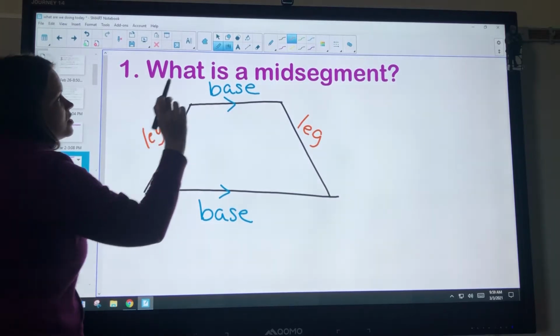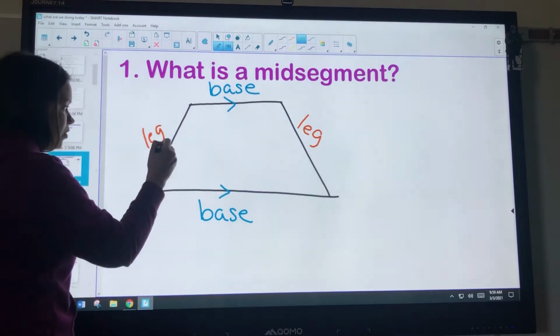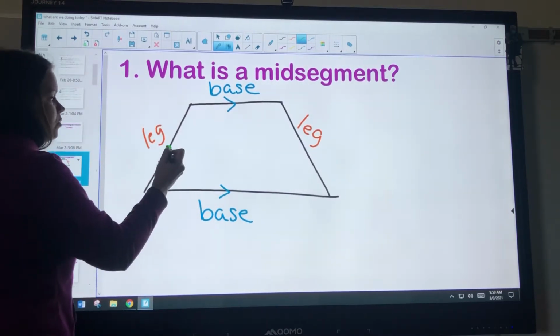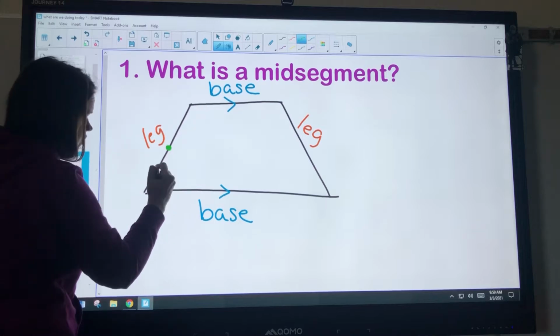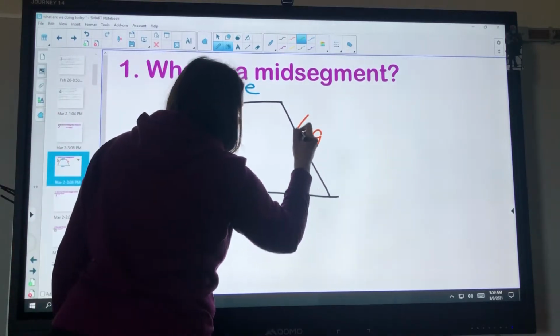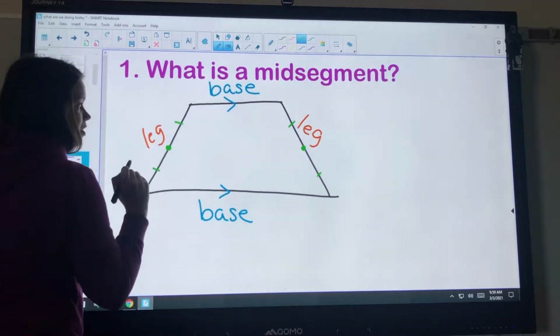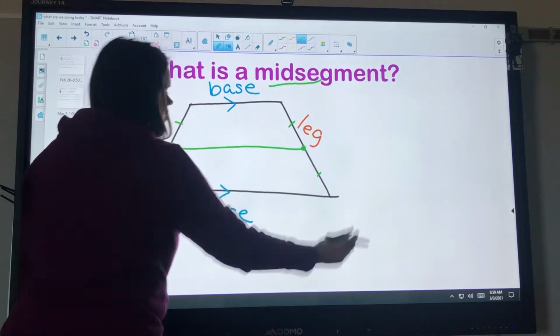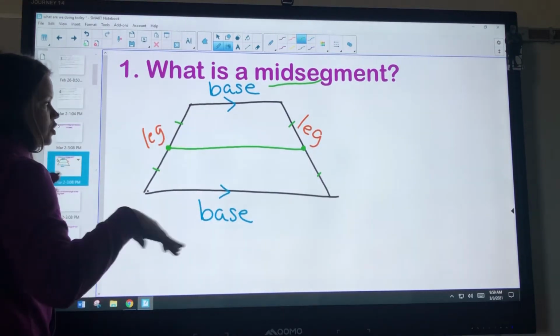And then a mid-segment is when you have the midpoint of the leg. There's a review. Midpoint is the point which cuts this directly in half into 2 equal pieces. So if you make a line segment that connects the midpoint to the midpoint, that's what a mid-segment is. And it has special properties.